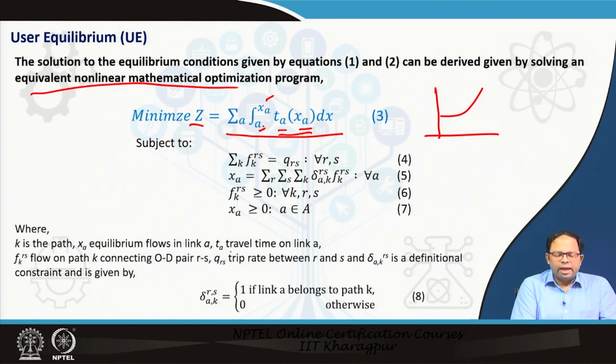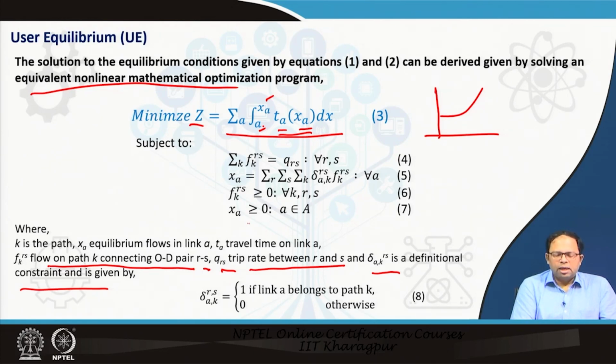So, T_A and X_A are link travel times and link flows, and F_K^RS is the flow on path K connecting OD pair RS, and Q_RS is the trip rate between R and S, and delta_RS is a definitional constraint, and it is 1 or 0 according to whether a link belongs to a particular path or not. So, that means we will keep on adding the links, and it will be multiplied by 1 or 0 depending on whether that link is within a particular path or not.